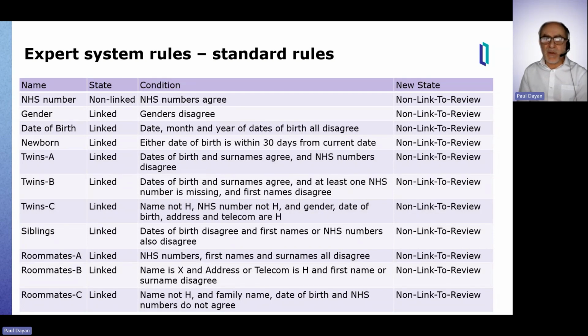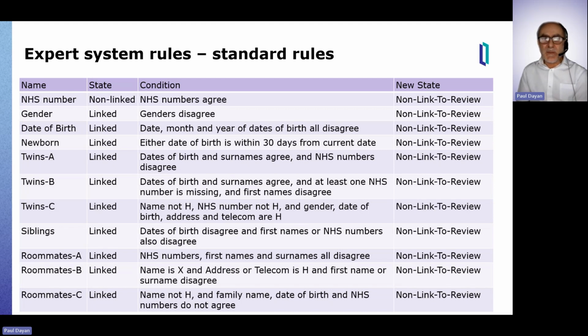For example, the first rule is saying that if the weightings for a pair resulted in a strong non-link, but the NHS numbers agree, the identities are perhaps the same person after all, perhaps with a changed surname and address. So change the status to non-linked to review for a human to check. Or the twins A rule says if the identities were linked by the weightings and the dates of birth and surnames are the same, but the NHS numbers are different, then perhaps these identities are for twins rather than the same person. So again, get a human to check.